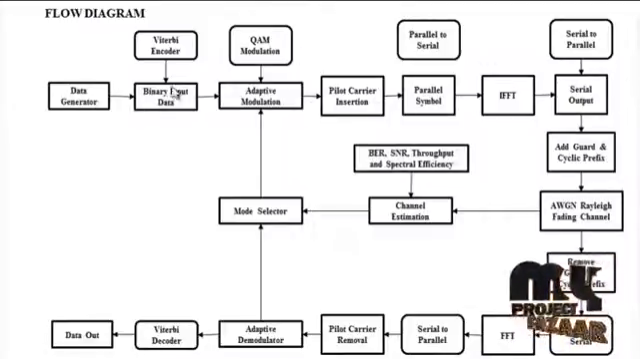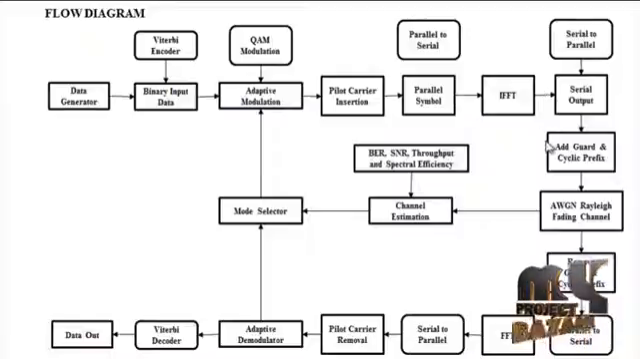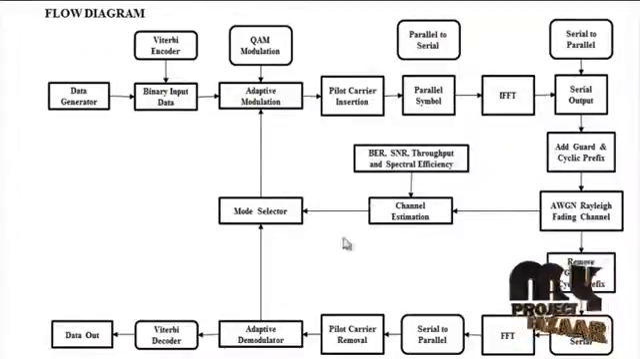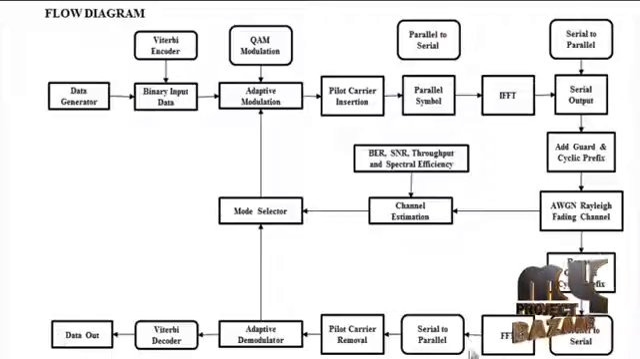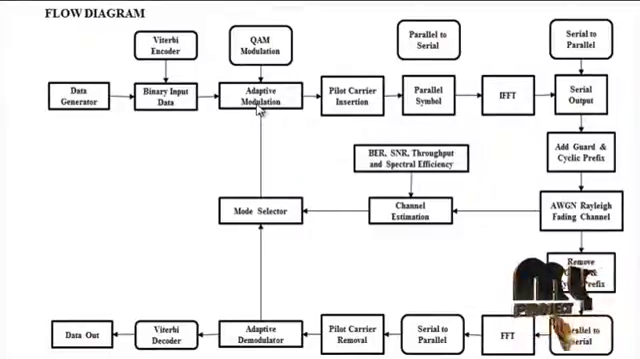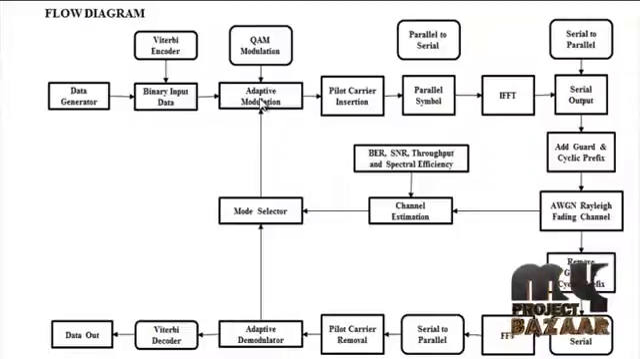These are the blocks for the OFDM transmitter, and these are the medium, that is the channel medium, and these blocks represent the OFDM receiver. Initially in the OFDM transmitter, the input signal is generated randomly, and the convolution encoder converts the input signal into a binary stream.